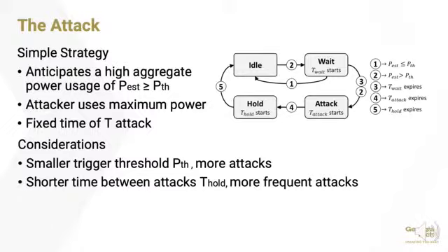A second consideration is the mandatory time between attacks, which is signified by T sub hold. The lower the value is, the more attacks can be triggered within an amount of time. For example, if T hold is 10 minutes, the process will hold or sleep for 10 minutes after an attack before it's able to go to an idle state and wait for another trigger.